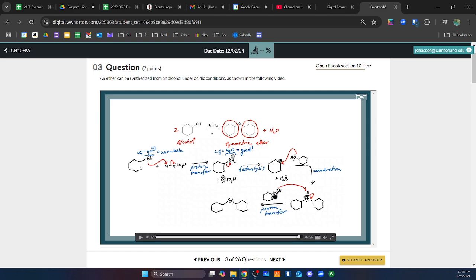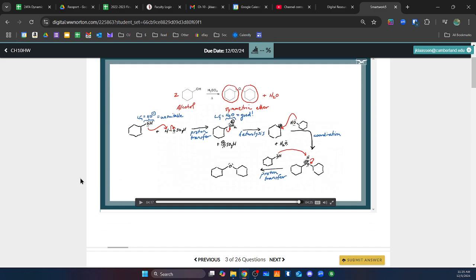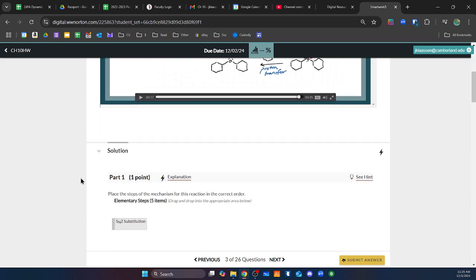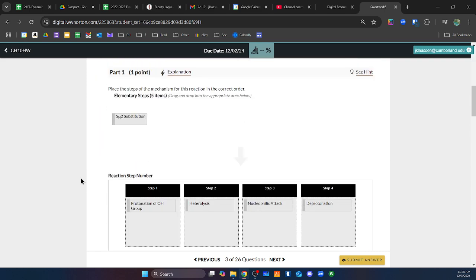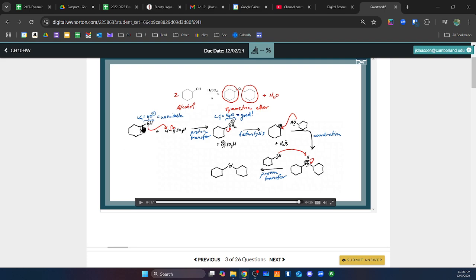So, we never act as a catalyst in this reaction. We never regenerate the alcohol. We actually generate the good leaving group here, the H2O plus. And then the next one, an acid. The alcohol never acts as an acid. We never lose a proton off the alcohol.